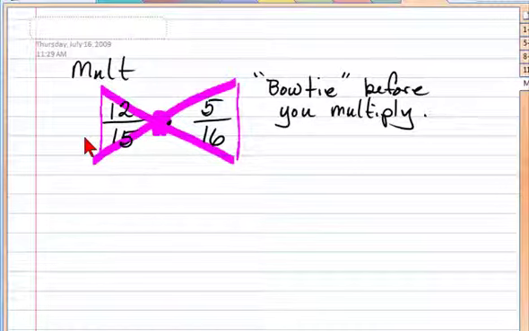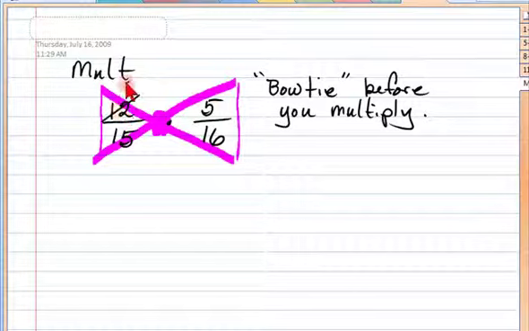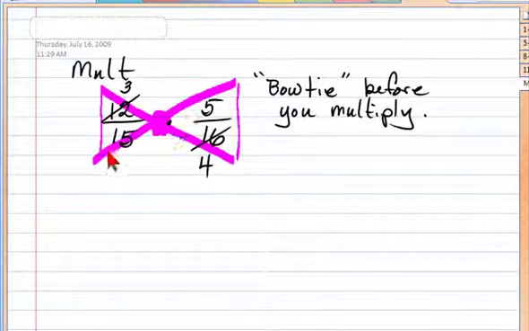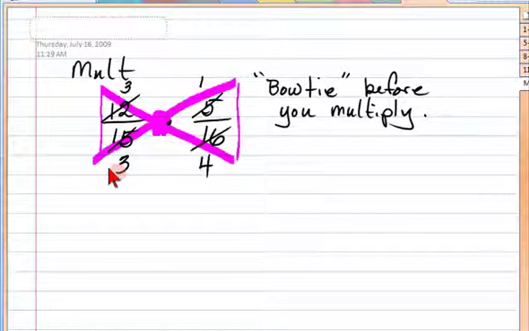Now, I hope the purple doesn't make it too hard to read. What could I reduce in this arithmetic fraction? 12 and 16 have a common factor of 4. 4 goes in there 3 times. 4 goes in there 4 times. What else? 5 and 15 have a common factor. 5 goes in there once. 5 goes in there 3 times.